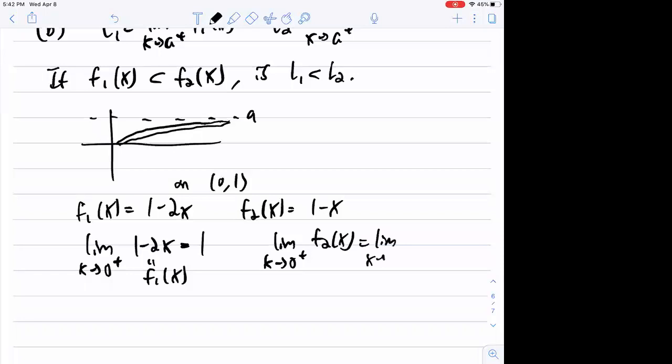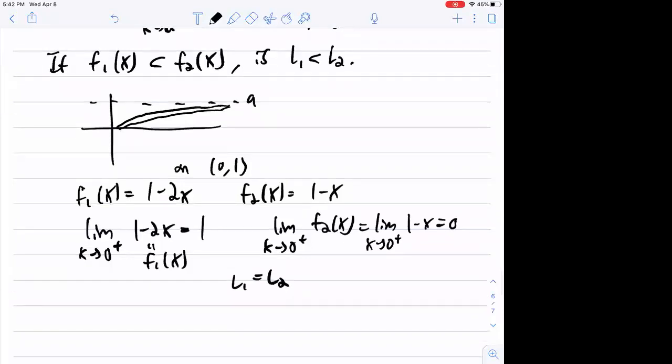And the limit as x goes to 0 from the right of f1 of x, so clearly this is also 1, right? So the limits are actually equal. So here L1 is equal to L2. So it's not the case that L1 is smaller than L2, but it's pretty clear that on (0, 1), f2 of x is bigger than f1 of x, right? Because for f1 of x, you're subtracting something bigger, right? So yeah, that's a counterexample. So here the picture would look like something like this, right? You have two functions going to the same limit, one on top of the other.